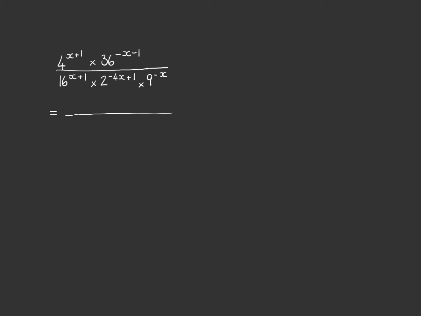So what does that mean? Well, 4 is actually 2 to the power of 2. That's x plus 1. And then we've got 36, which is a great number. It's 2 to the power of 2 times 3 to the power of 2, and that's to the power of x minus 1. And then at the bottom, we've got 2 to the power of 4, and that's to x plus 1. Then we have 2. I'm just going to put it in brackets because I feel like it. We don't have to have it like that. And then lastly, we've got 3 squared, and it's the power of negative x.